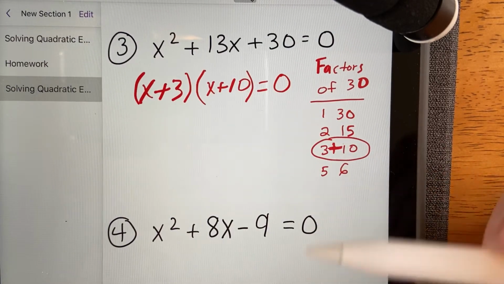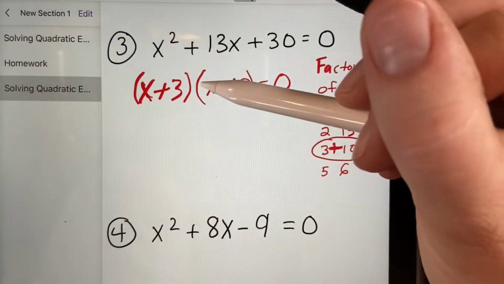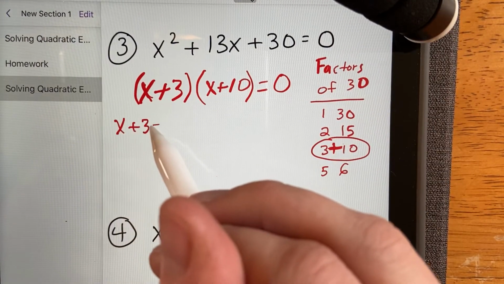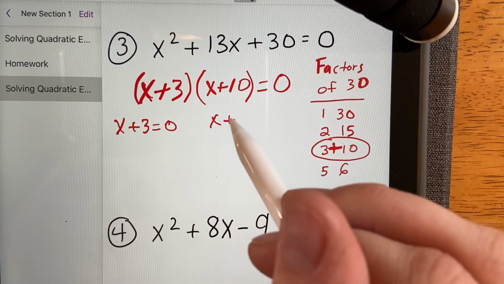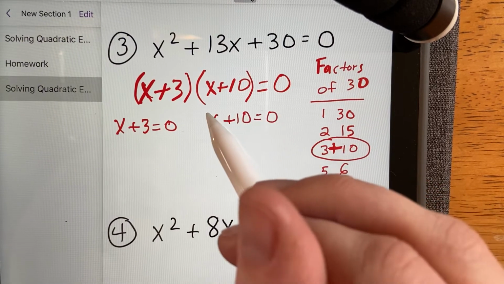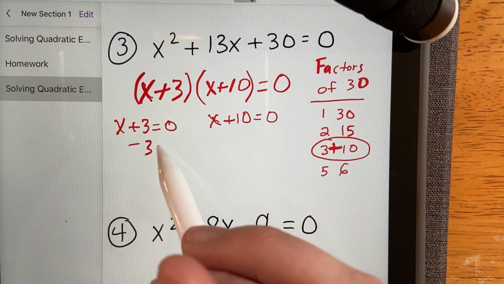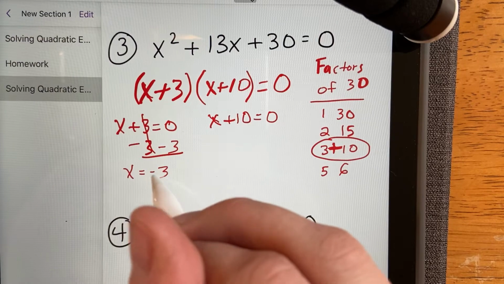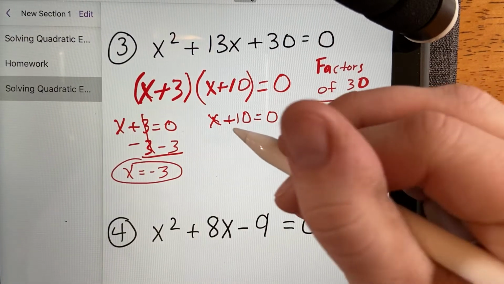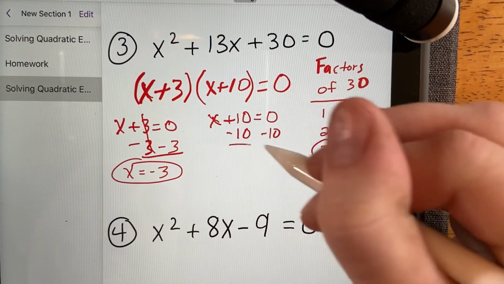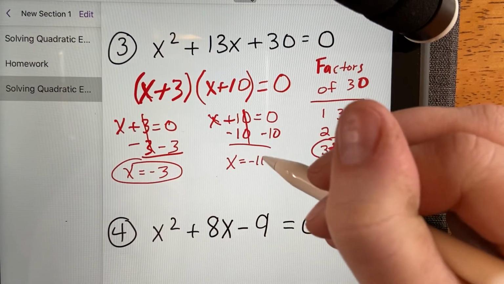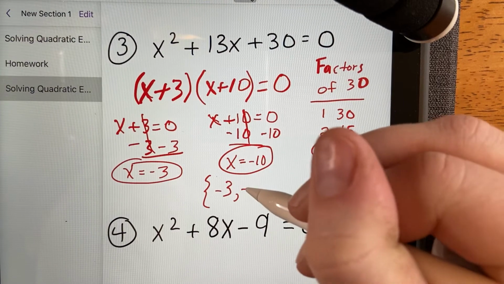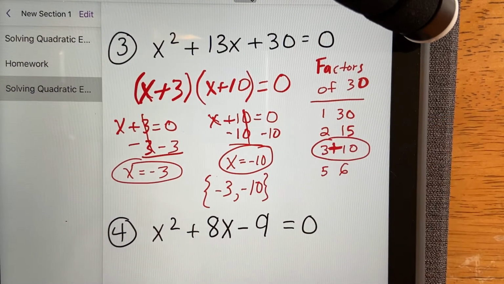This kind of factoring is a little bit trickier than the first kind, I think. Now I'm going to set each part equal to 0. x plus 3 equals 0, and x plus 10 equals 0. So subtract 3 from both sides, and I end up with x equals negative 3. That's one answer. And then subtract 10 from both sides, and I end up with x equals negative 10. That's the other answer. Put your solution set in braces: negative 3, comma, negative 10.